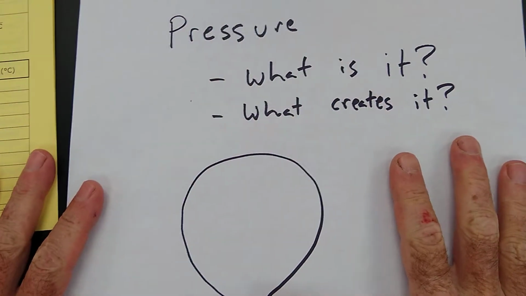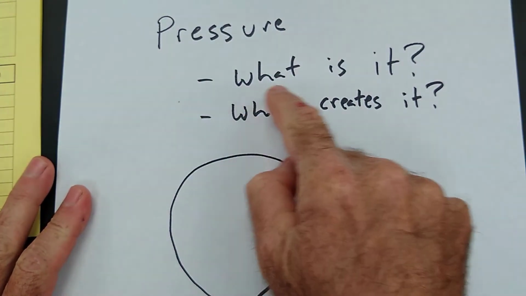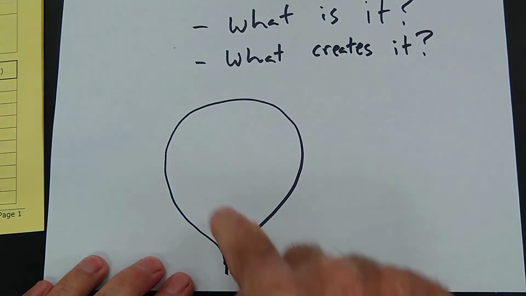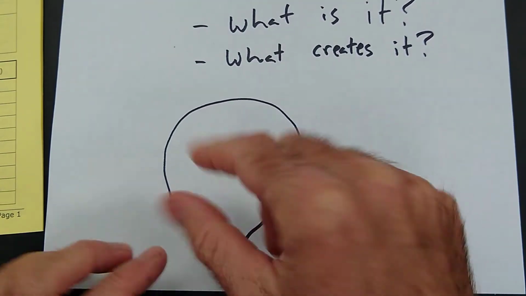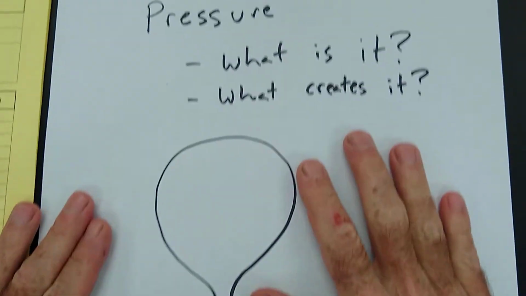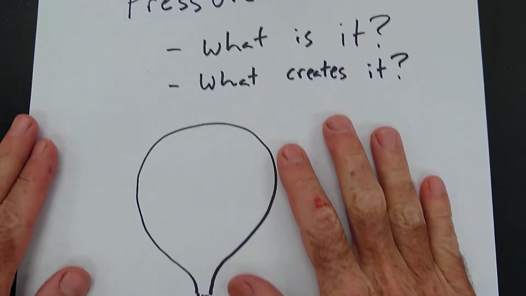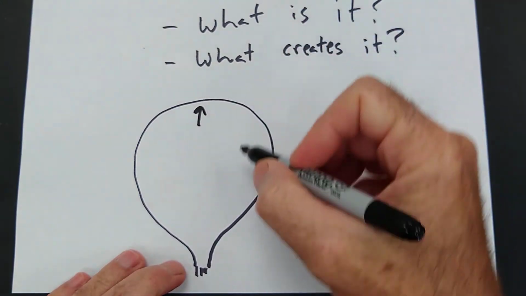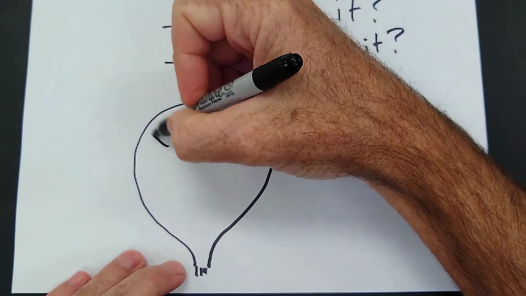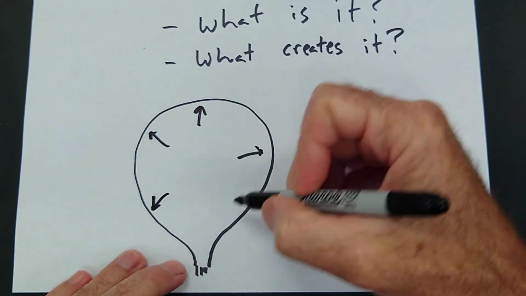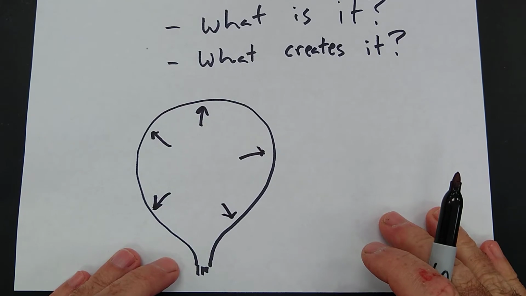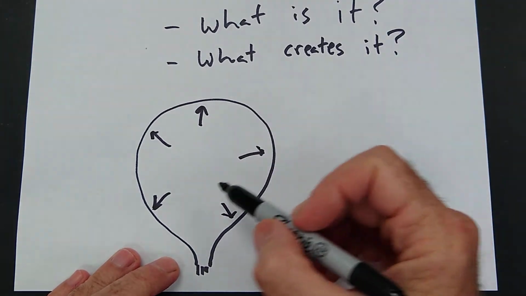Okay, this is a really quick video. Pressure, what is it? What creates it? Okay, now here's a balloon. Now you know when you put air in a balloon, it gets bigger. Well, that's pressure. Now, pressure is the force exerted on the surface of the balloon. That's what pressure is. What creates it?